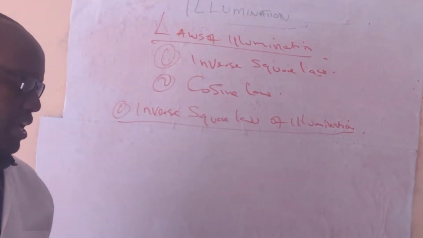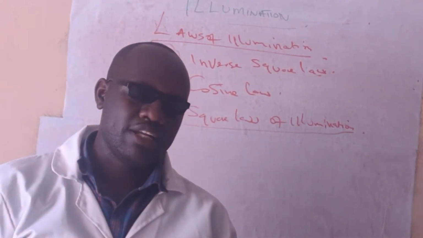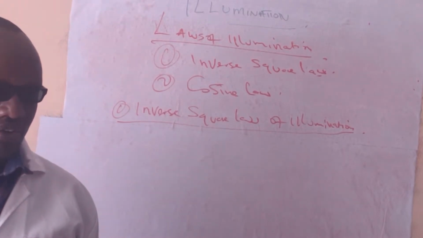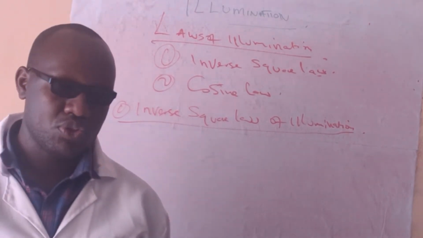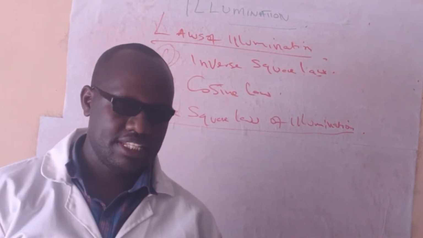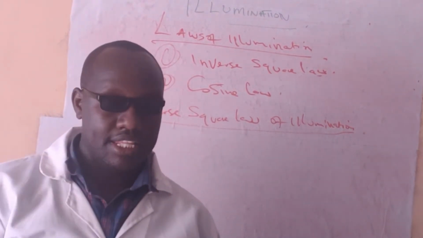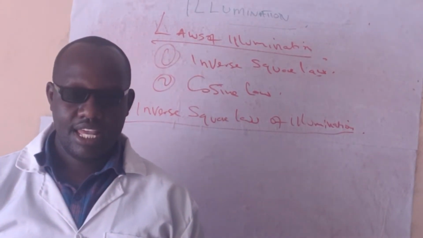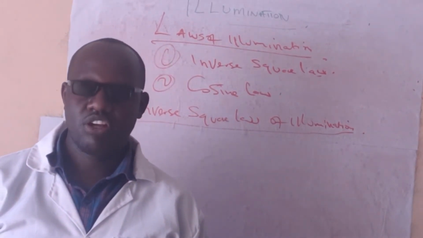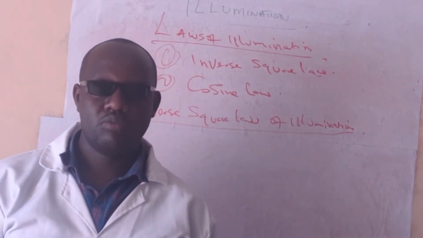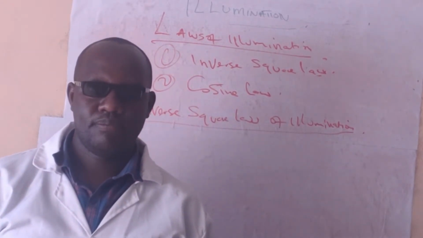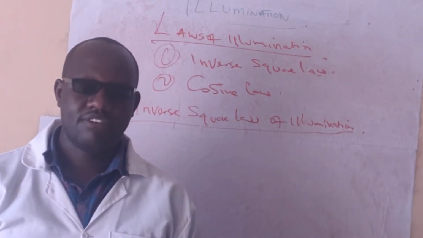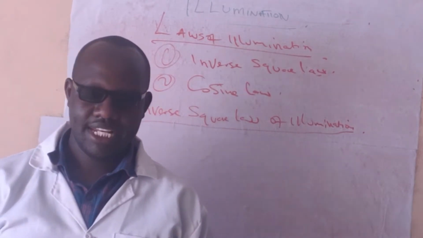This one states that the illumination is directly proportional to the intensity of light, and inversely proportional to the square of distance. So we are saying the illumination is directly proportional to the intensity and inversely proportional to the square of distance.